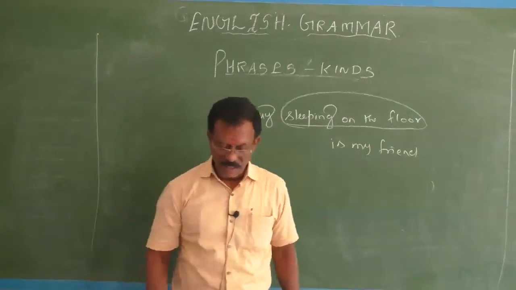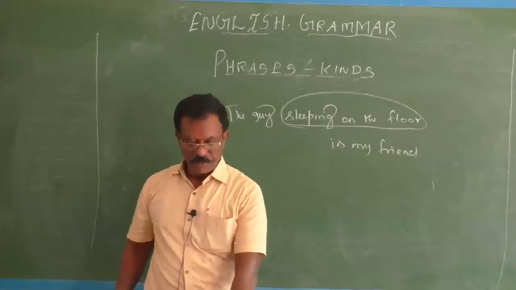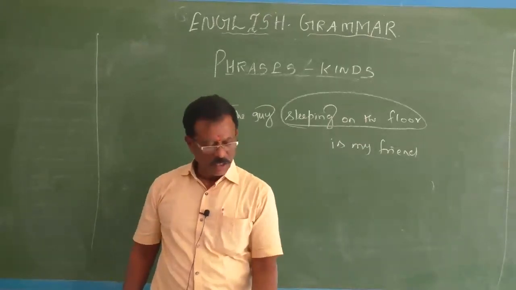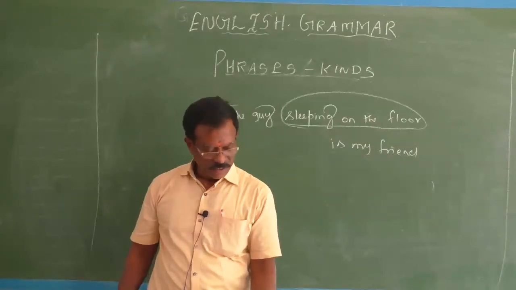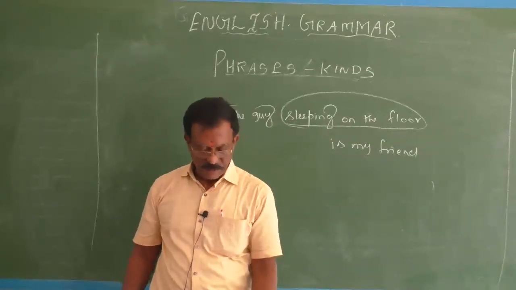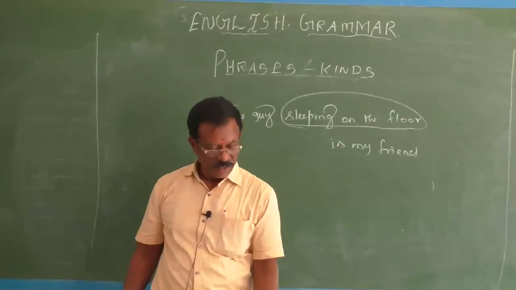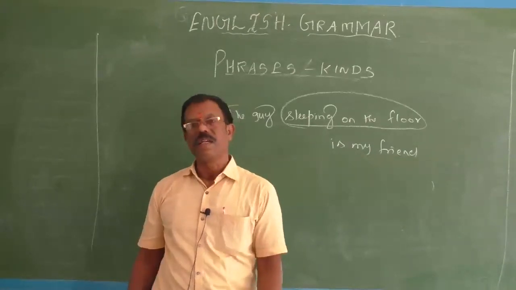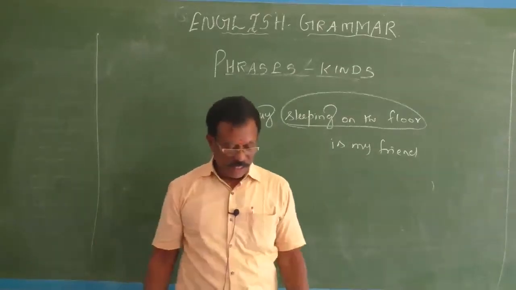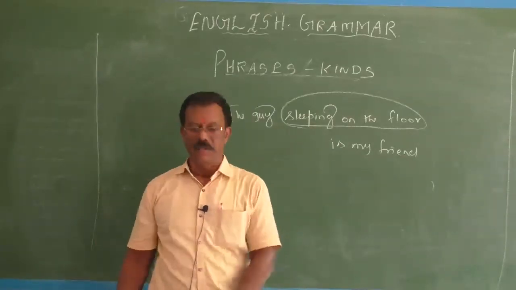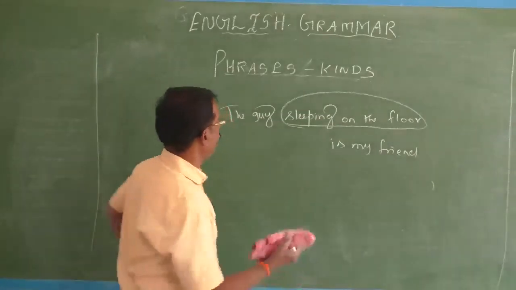Very nice, children. So now I will give you one or two examples. Then we can go for the next type, that is adverbial phrase. Okay. Sometimes an adjective phrase can be used attributively and sometimes it can be used predicatively. You should know the difference. I will give you an example for both.